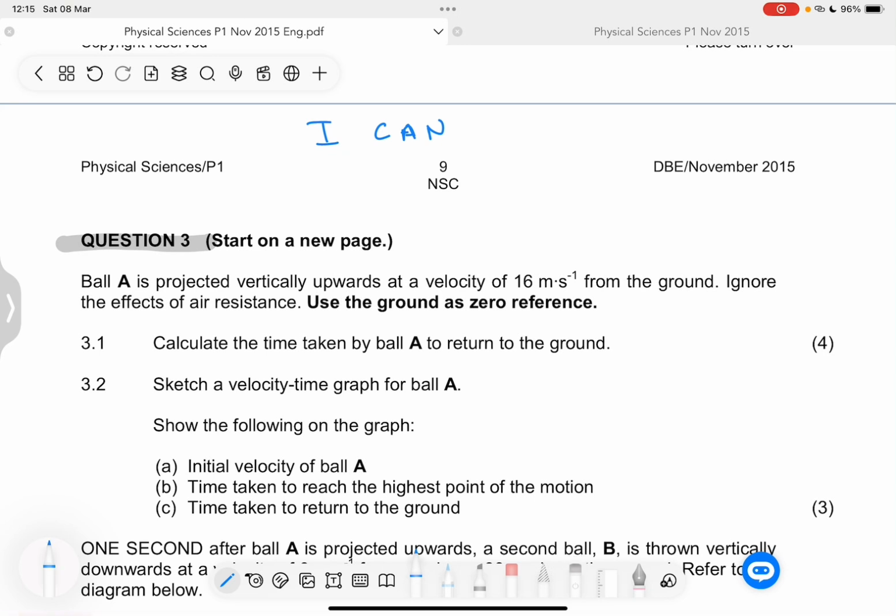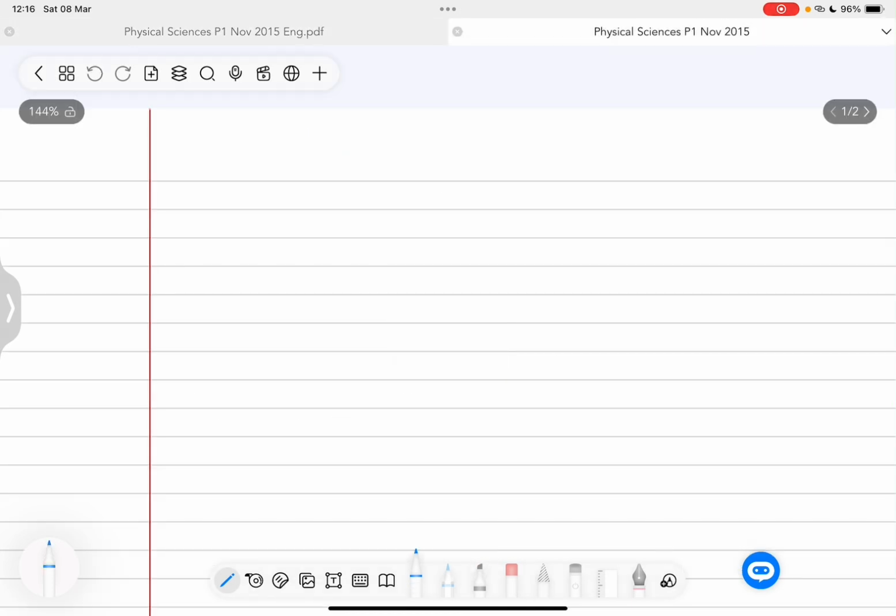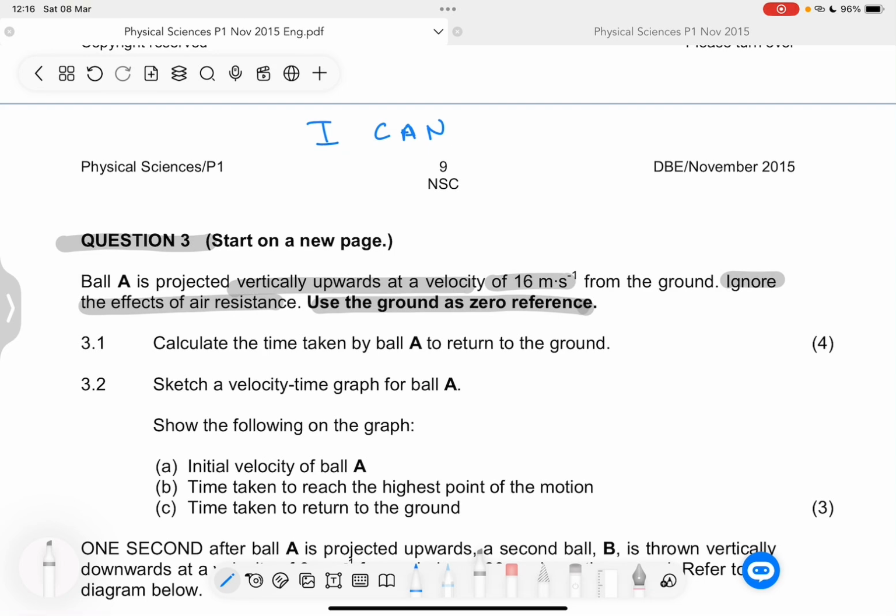To interpret this problem, I'll begin by reading the question, which says ball A is projected vertically upwards at a velocity of 16 meters per second from the ground. Ignore the effects of air resistance, and very important, use the ground as the reference point. Perhaps the first thing that I would like to do in doing this question 3 is really to choose direction. So I'll say take upwards as positive. This would mean that any vector that goes upwards would be positive.